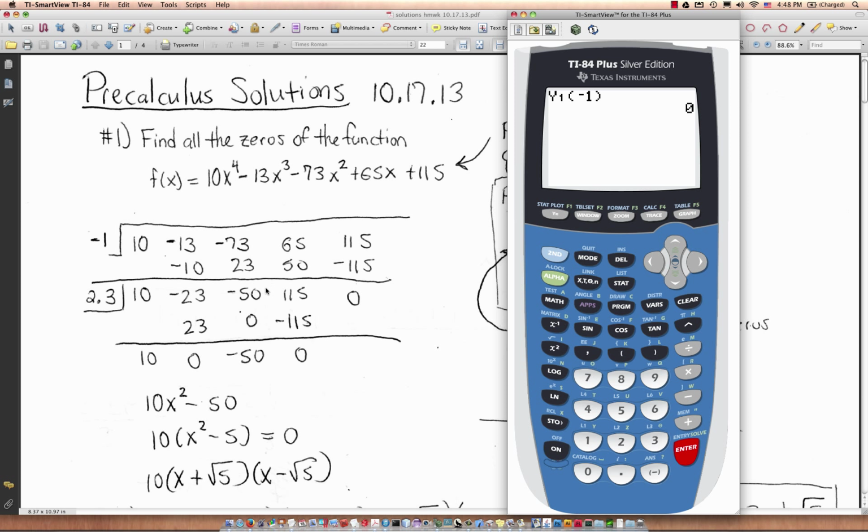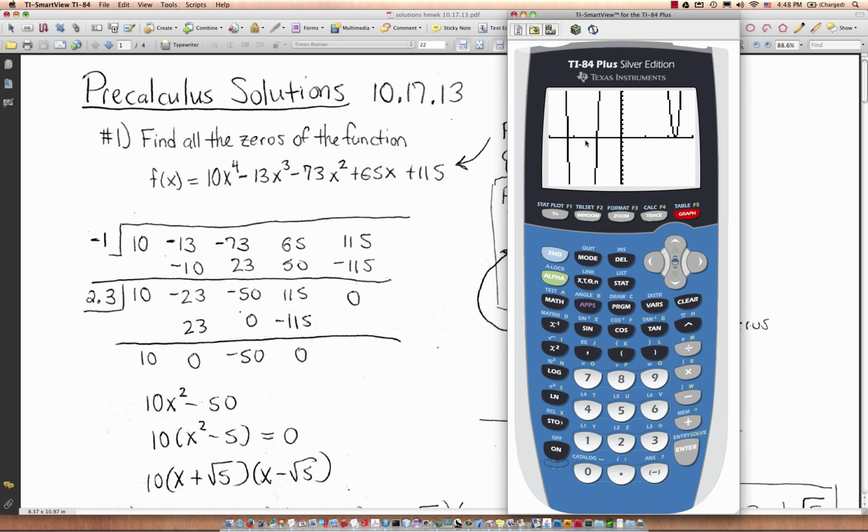So that's when we start to do this synthetic division right here. Drop the 10, go through the synthetic division, and you get a remainder of 0. So now what you have is 10x cubed minus 23x squared minus 50x plus 115. Now, we're going to go back to the calculator, and we've confirmed that negative 1 is indeed a 0.